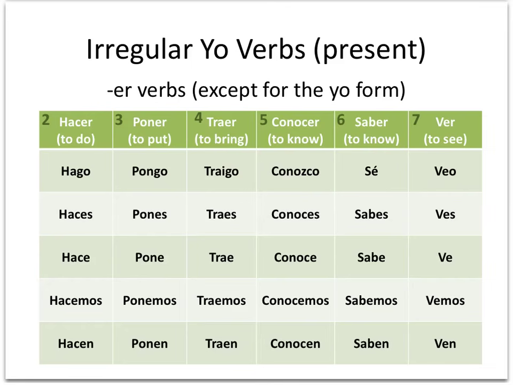Numbers 2 through 7 I've put under the same category because if you notice, they are all ER verbs. Therefore, the pattern is going to be followed for all of these bottom forms except for the yo. So you should by now have the idea that these same patterns are going to be followed except for the yo form. I'm going to go through them and say them so that you can practice pronunciation. Hacer is to do. Hago, haces, hace, hacemos, hacen. Poner, to put. Pongo, pones, pone, ponemos, ponen.